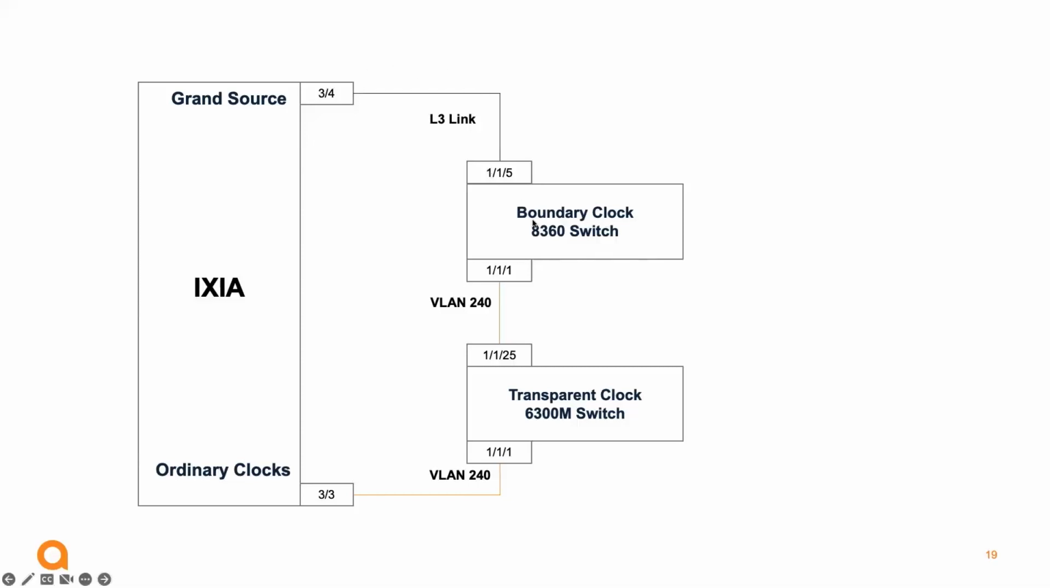And then we have a layer 2 path between the boundary clock and a single ordinary clock on the Ixia device that is on VLAN 240, but in between the boundary clock and the ordinary clock, we have a transparent clock that is a 6300M switch. Now, these are the port numbers that we're using. Remember that because this is a layer 2 path for PTP, we need to specify the VLAN ID that will be used to transport PTP messages. So this is the topology that we have.